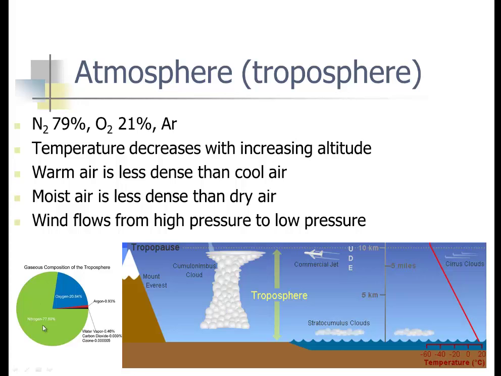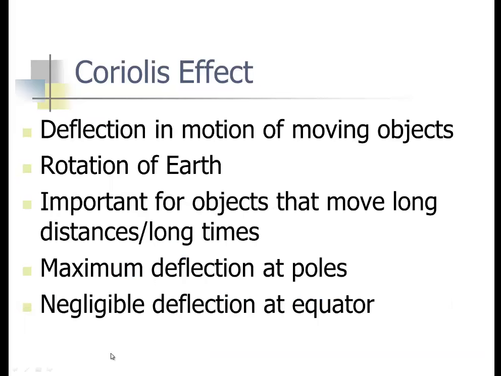There's the gaseous atmosphere, 79% nitrogen, molecular nitrogen, 21% molecular oxygen, and that's for the troposphere, stratosphere, and the mesosphere, although the number of molecules you see there would actually decrease.